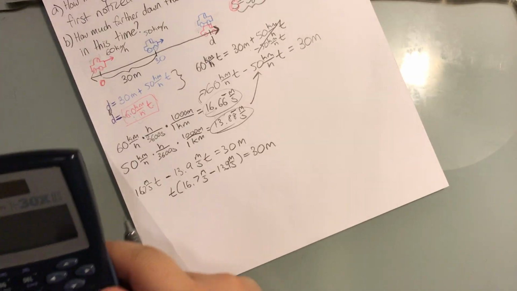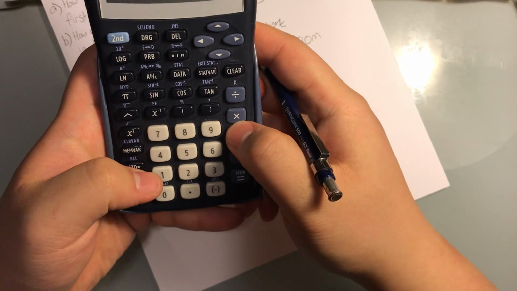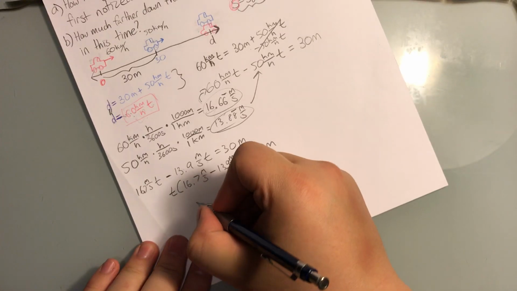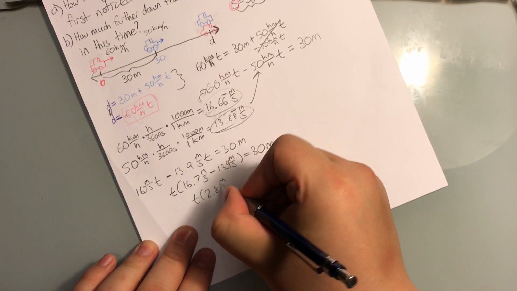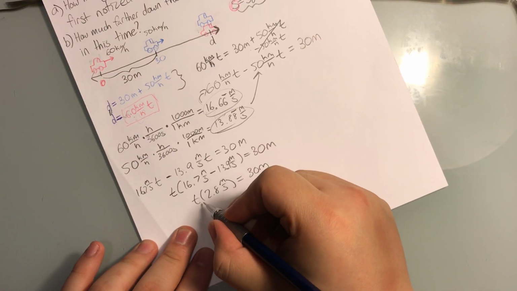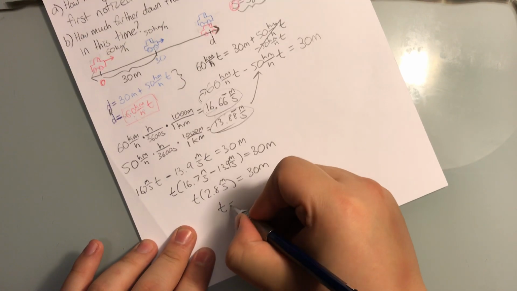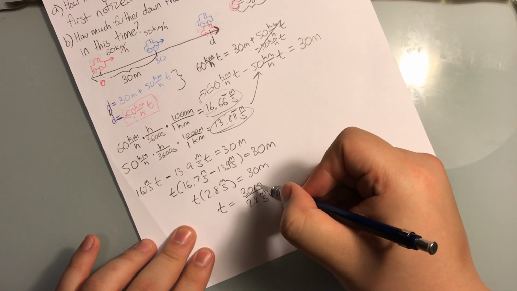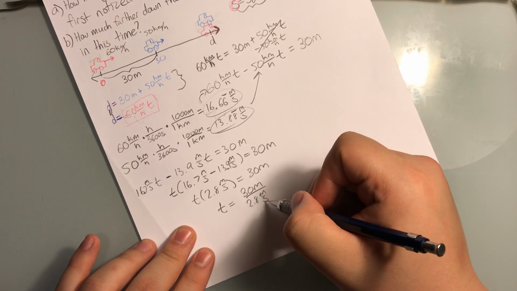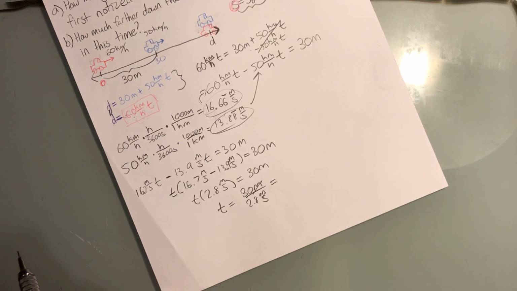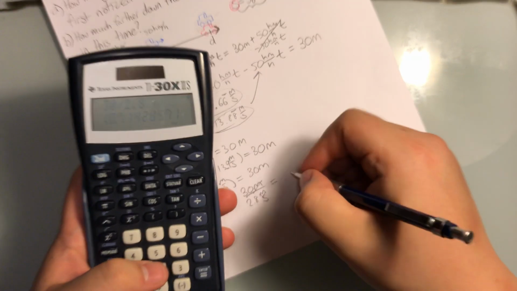So I'm gonna do this on a calculator because I'm bad at math. Minus 13.9, 2.8. So we have t times 2.8 meters per second equals 30 meters. So you isolate t. 30 meters over 2.8 meters per second, and you see how these units cancel out. The s comes over to the top, right? What do we get? 30 divided by 2.8 is equal to around 10.7 seconds.